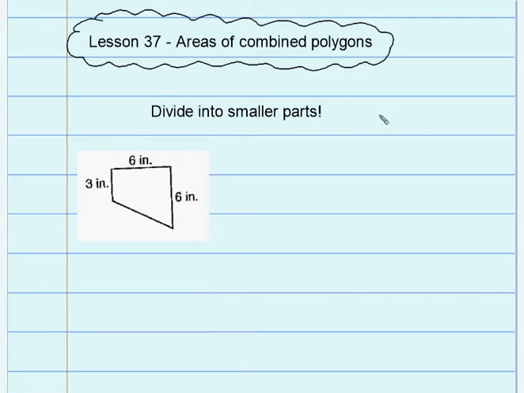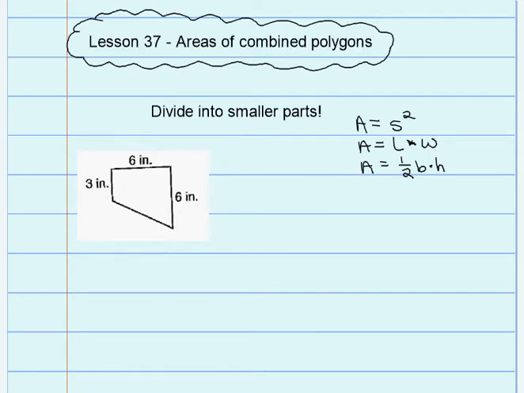Okay, so we know the formulas. Area of a square is the side squared. Area of a rectangle is length times width, and this is just to remember. Area of a triangle is 1/2 the base times the height. We can use those formulas to find the area of trapezoids and complex figures. So here's a trapezoid.